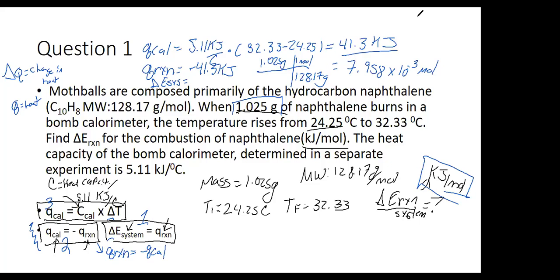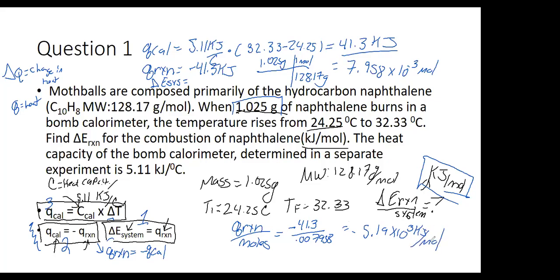So to get kilojoules per mole, you take Q reaction divided by how many moles you blew up. So it'd be negative 41.3 divided by 0.007958. And it is negative 5.19 times 10 to the 3 kilojoules per mole.